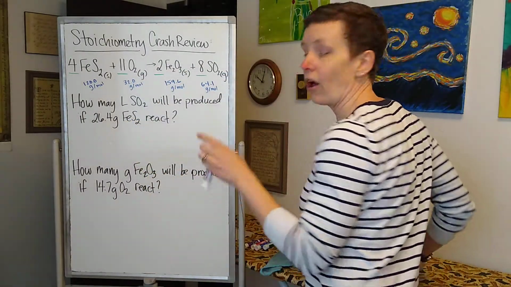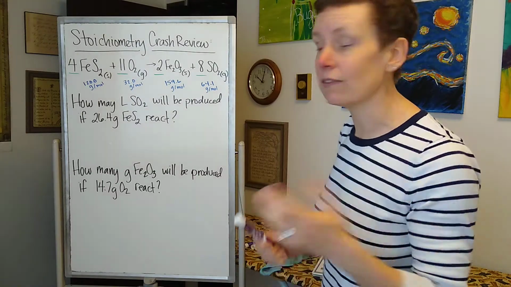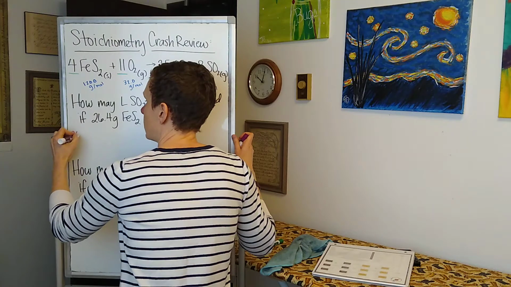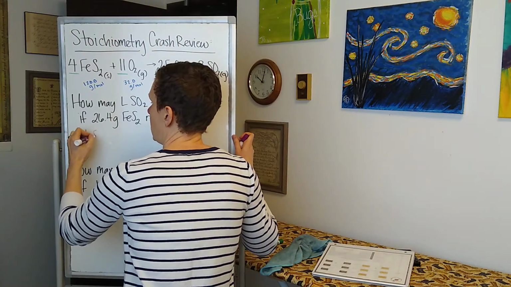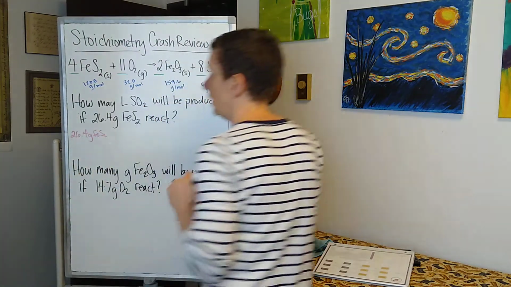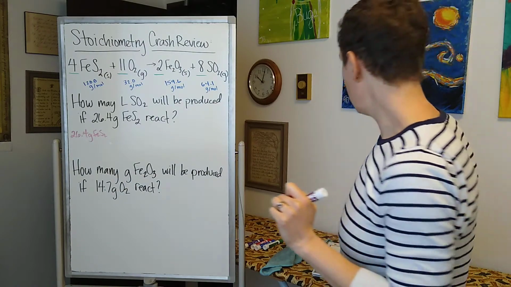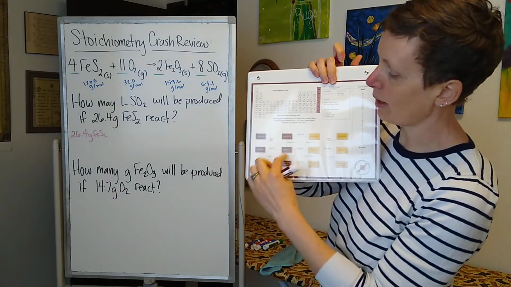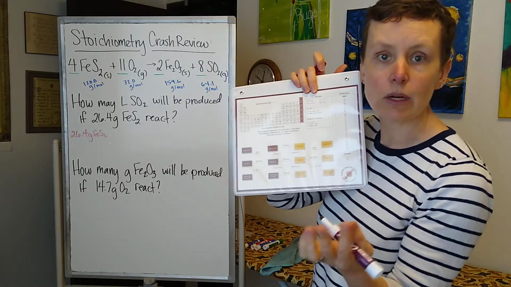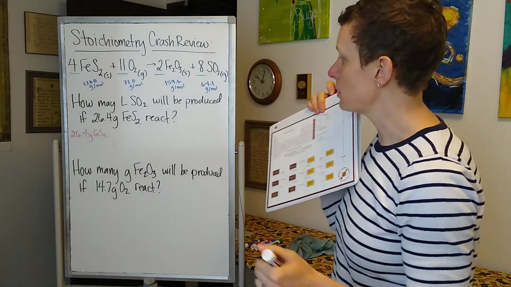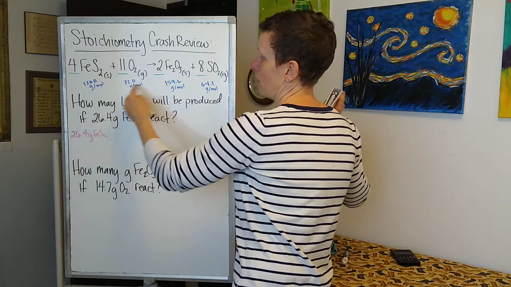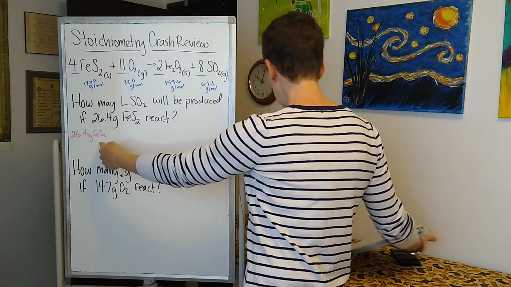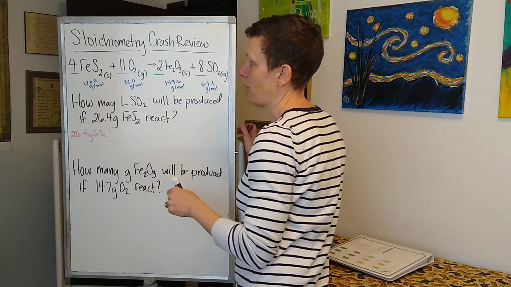Okay, always, always, always start with what you're given in the problem. So 26.4 grams of FeS2. Okay, 26.4 grams. If you are starting in mass and you're doing a conversion, the first step, no matter where we're trying to go, is going to be the molar mass of the substance. So to save us a little bit of time, I put the molar masses of the substances up here. And for FeS2, the molar mass is 120.0.